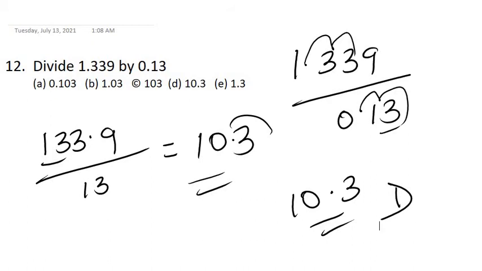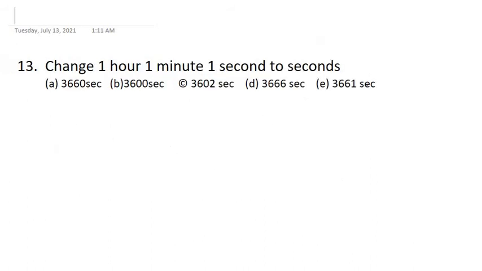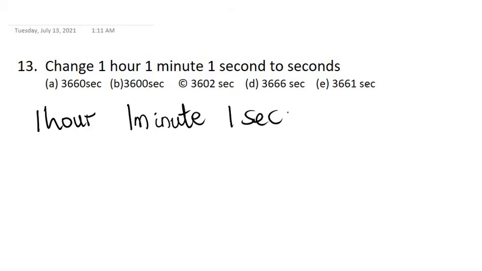Question 13. This question says, change 1 hour, 1 minute, 1 second to seconds. Okay, change 1 minute to seconds. We have 60 seconds, 1 second. Change 1 hour to minutes. We have 60 minutes.